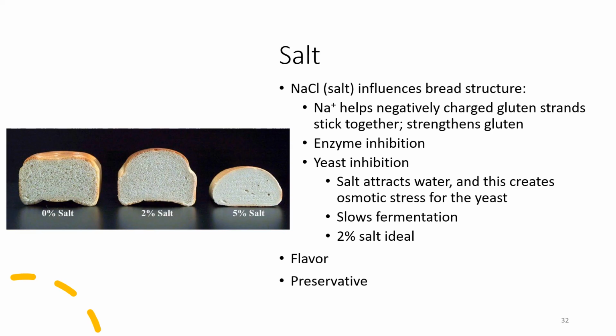And so when you have salt, which is sodium chloride, and that becomes dissolved in water within the bread, the sodium ions, Na+, can bind to those negatively charged sites, and it can actually help gluten strands stick together, because when you don't have those negatively charged sites and you have some positively charged sites, it can help with adhesion, and that process helps to strengthen the gluten.